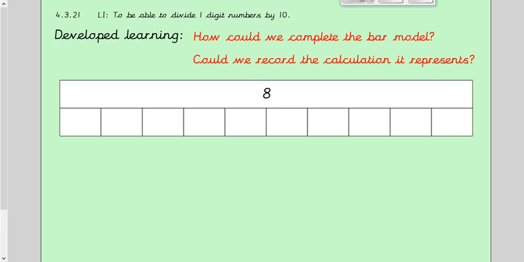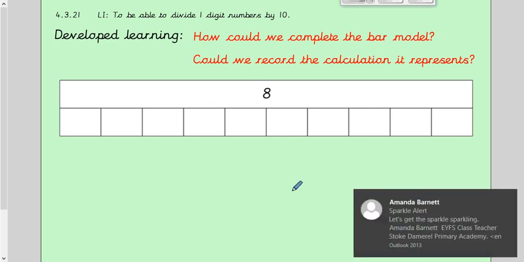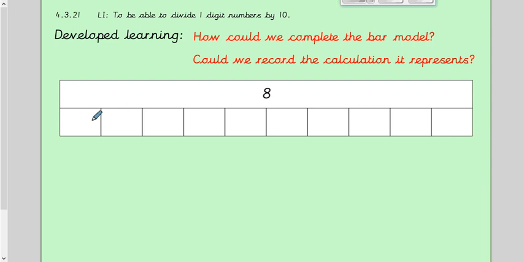So if we have 8 as our whole number, and we have 1, 2, 3, 4, 5, 6, 7, 8, 9, 10, we have 10 parts that it's been split into. We would have 0.8 in each one. Now it wouldn't be 0.1 because then that would just be for one whole. But if you have 0.8 in each one, because if you added up all of them, it would make 8 wholes.